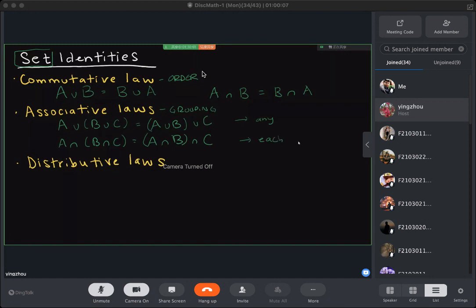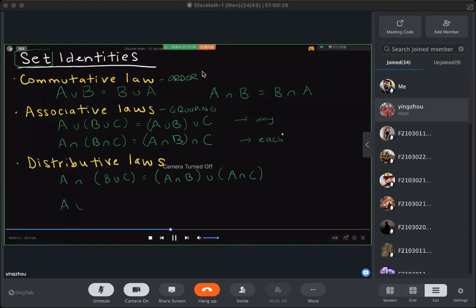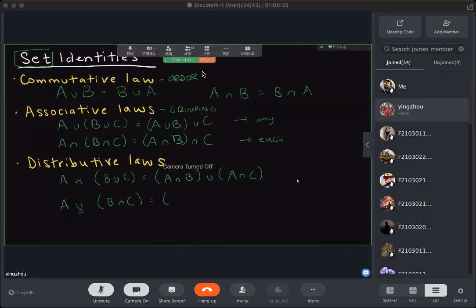Then we have the distributive laws, and these again should look familiar. If I'm distributing the intersection over a union of sets, that's the same as finding the intersect with each set and then taking the union of the results. Or if I'm taking the union of the intersection of two sets, I can distribute the union over those two sets, A union B and A union C, and then take the intersection of those two sets.